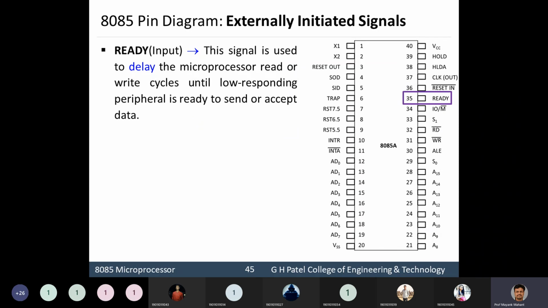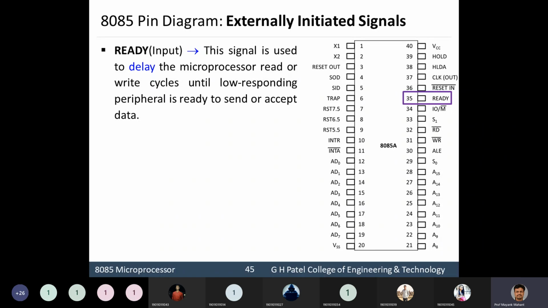Then there is an external initiator signal, which is the ready signal. It is a type of input signal. This signal is used to delay the microprocessor read and write cycle until the slow responding peripheral is ready to send or accept the data.